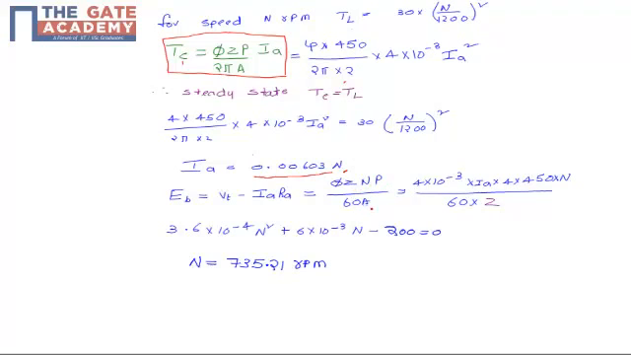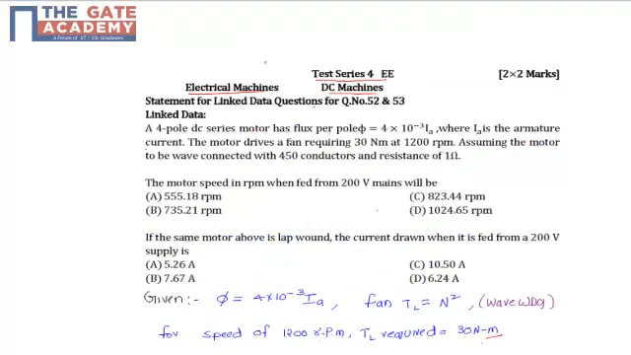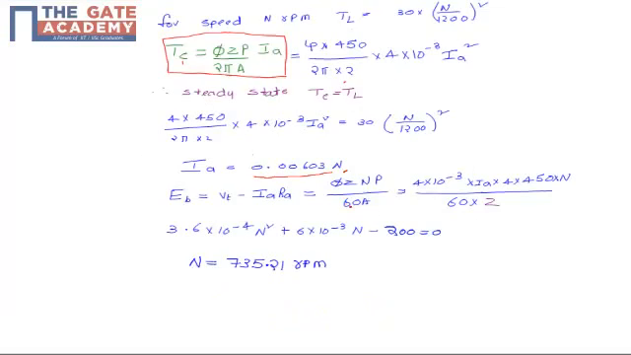For wave winding, the value of A is equal to 2. Substitute A equal to 2 in this formula. After solving, we get 3.6 into 10 power minus 4 n square plus 6 into 10 power minus 3 n minus 200.